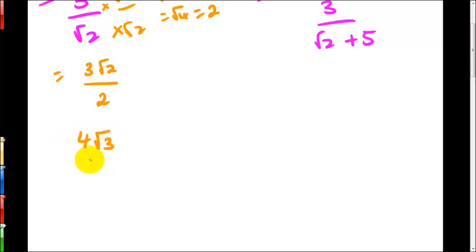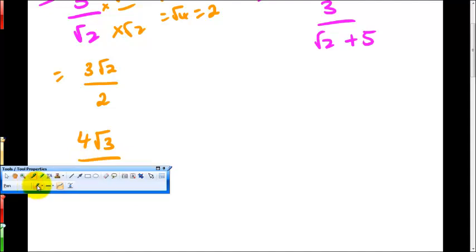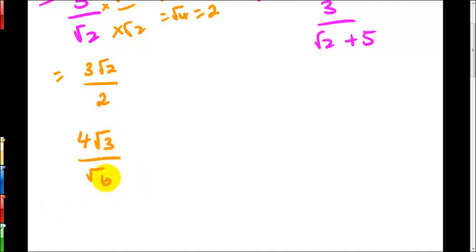Let's go 4 root 3 over root 6. Okay, what do I times by? Do I times the root 3 or do I times by the root 6? Well, remember, we're trying to rationalize the denominator. We want the denominator a whole number. We don't care about the top. The top can be a surd. It doesn't make a difference. So to rationalize the denominator, I'm going to times by the exact same denominator. See, here I multiply by root 2, root 2. Here it's root 6, root 6.